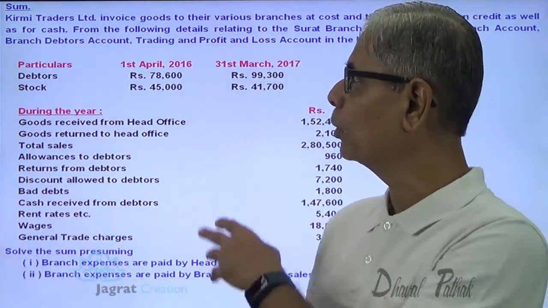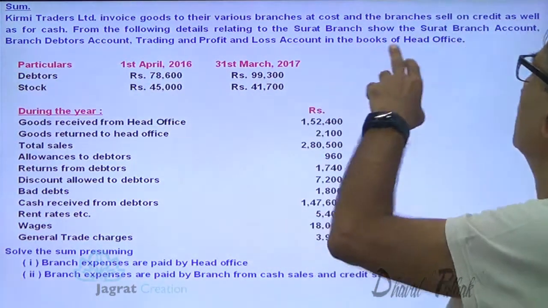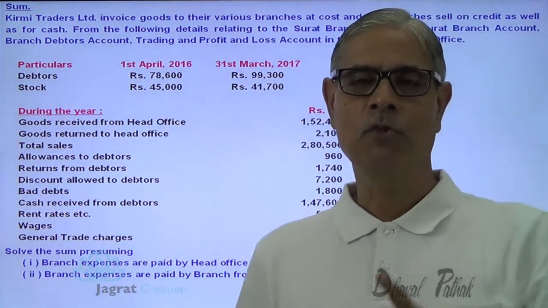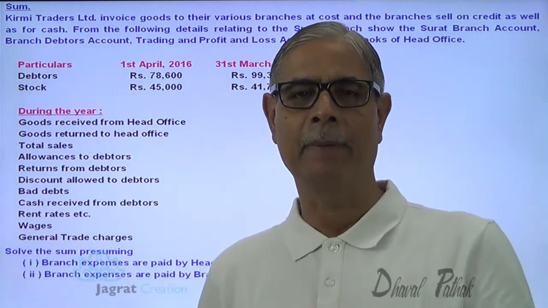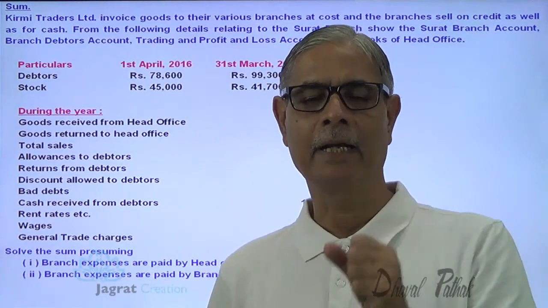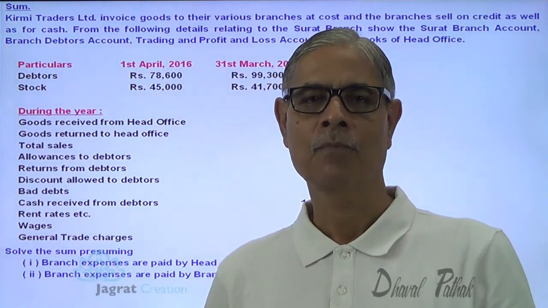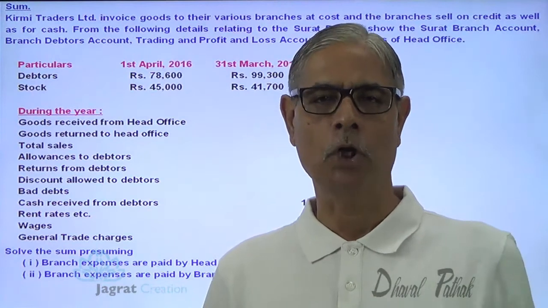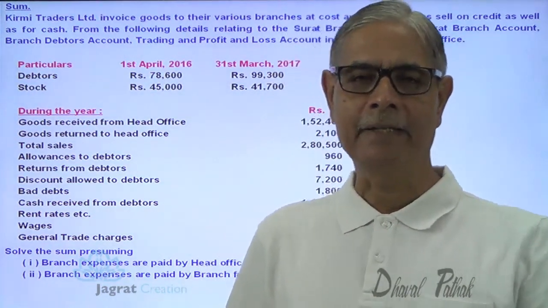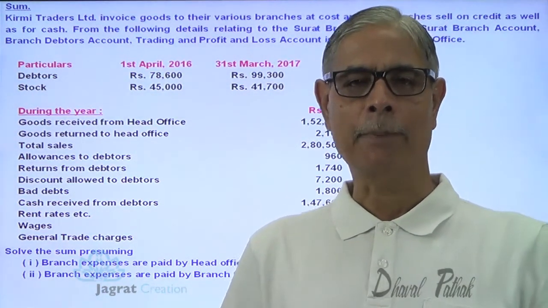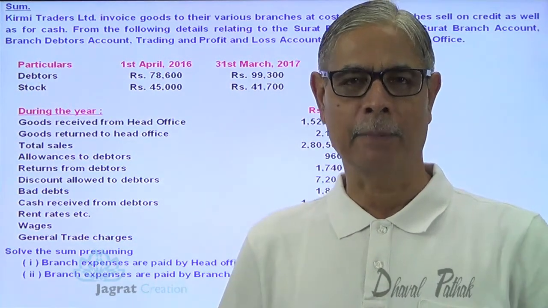Now here I am required to prepare branch account. So whenever the branch account is required to be prepared, it is a dependent branch, and debtor system is to be followed. In debtor system, for the purpose of finding out the profit, branch account is prepared.